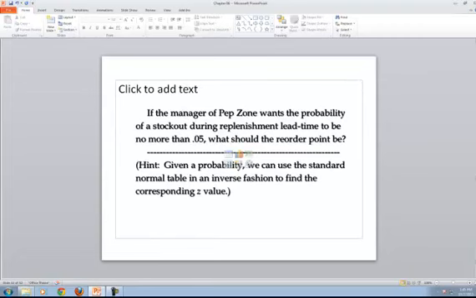We can do it the other way. Suppose the manager of the store wants the probability of a stock out to be no more than 5%, i.e. to be less than 5%. He can then determine what the reorder point should be. Hint, given a probability, we can use the standard normal table in an inverse fashion to find the corresponding z-value.